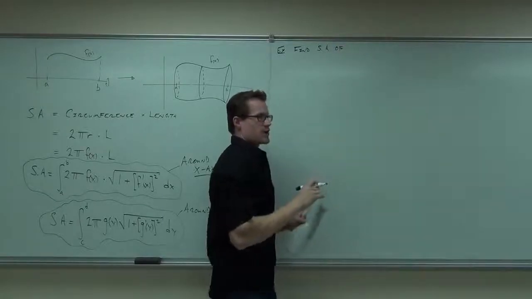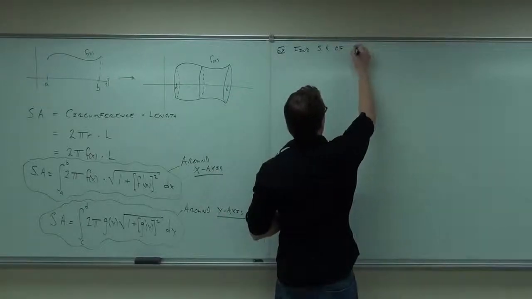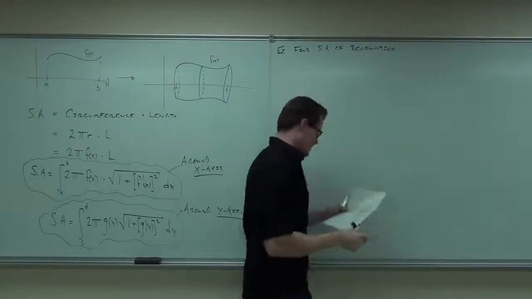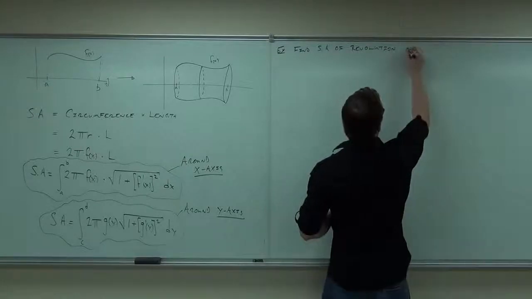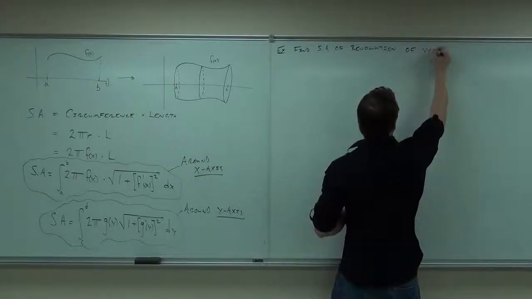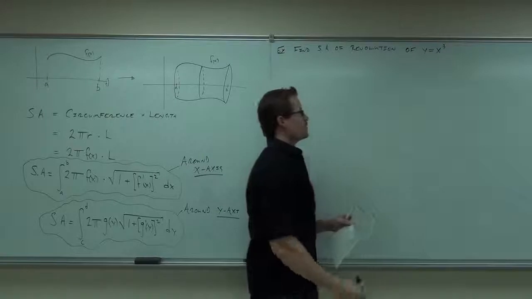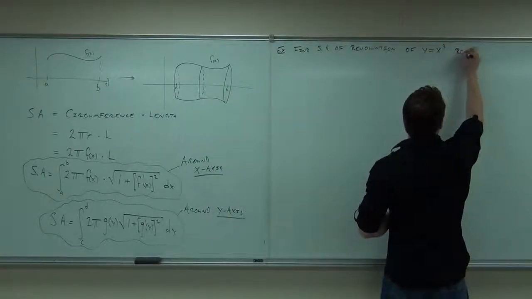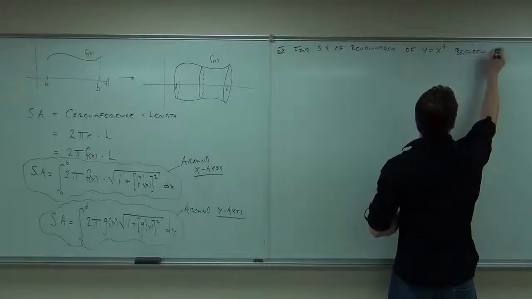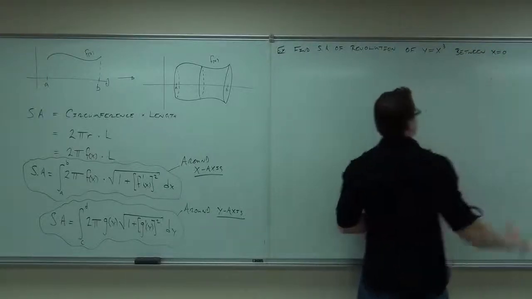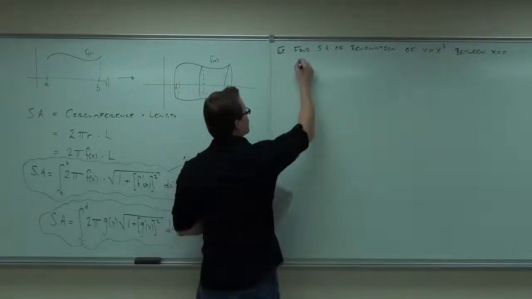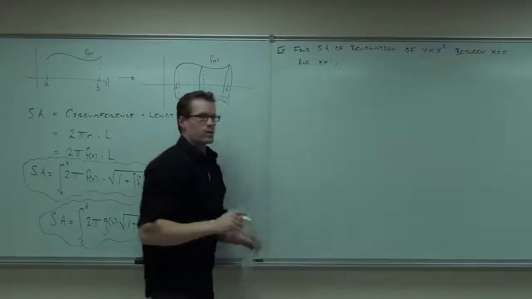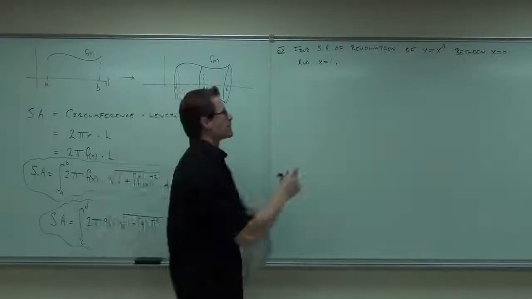Let's find the surface area of revolution of y equals x cubed between x equals 0 and x equals 1 when we revolve it around the x-axis.